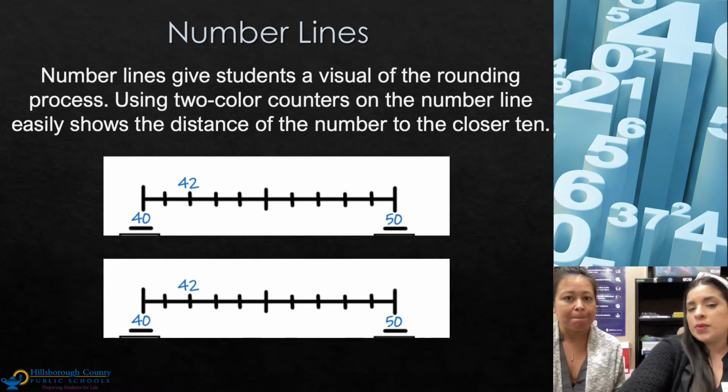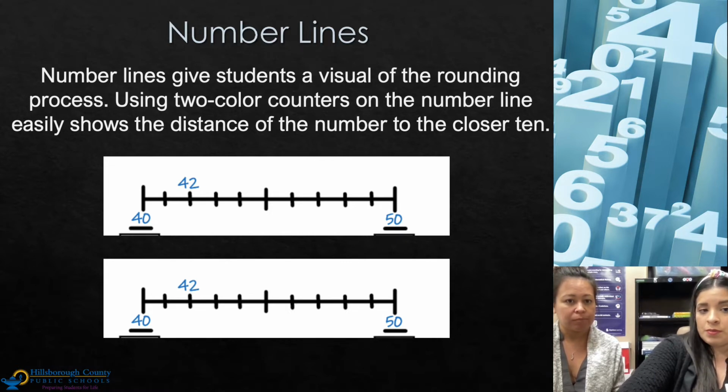Let's take a look at number lines. These are going to be really important when teaching rounding with your students. In these two examples, the number lines have the same numbers and benchmark tens. One way that you can have them identify the closeness to the nearest 10 is by placing counters.